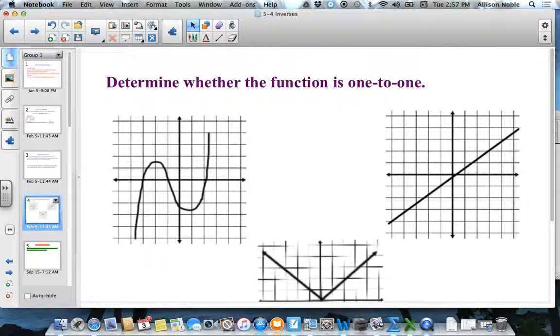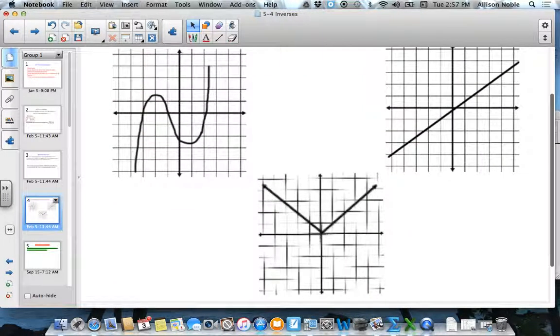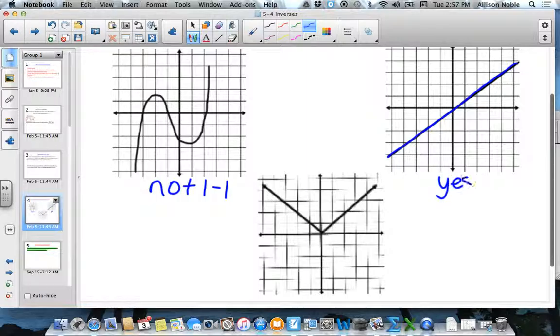So on here, determine which function is 1-to-1. The first one, these are all functions, but the first one does not pass the horizontal line test, so its inverse is not a function, making it not a 1-to-1 function. This next one, which is a line, is a function. It passes the vertical line test as well as the horizontal line test, making it a 1-to-1 function. So yes, this is 1-to-1. This last one would not be 1-to-1.